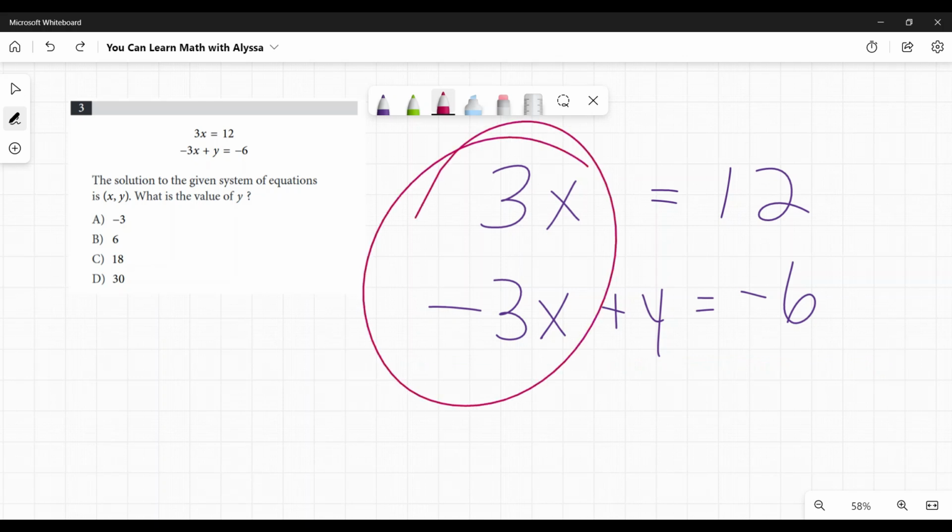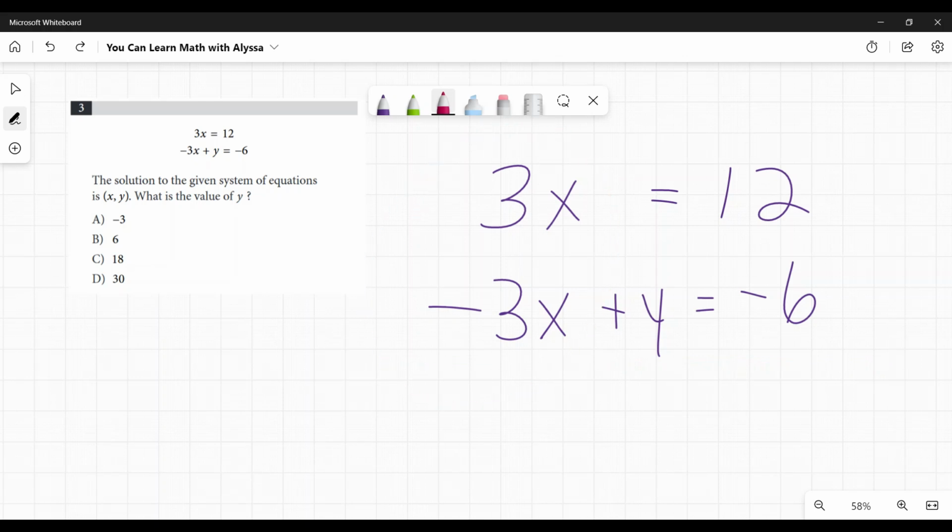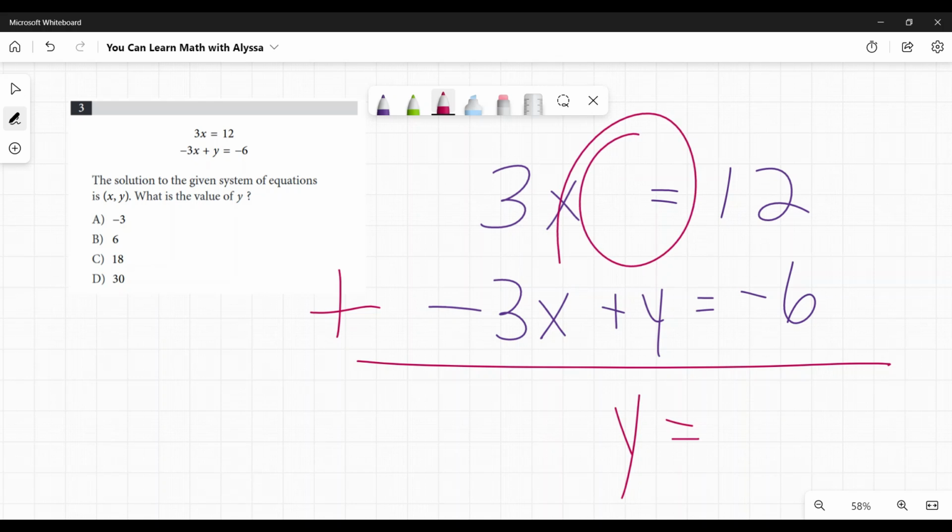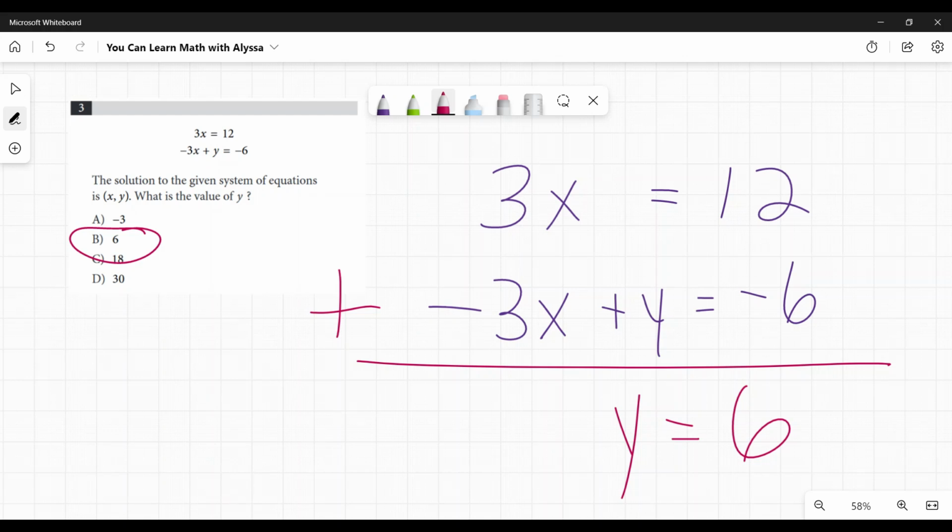Again, we have a 3x and a negative 3x. They're going to cancel out. So I'm definitely going to go with elimination. So if I add these equations together, 3x and negative 3x, whoop, they're gone. I just have that single y is left because there's nothing to add it to in that top equation. And then when I add these together, 12 plus a negative 6 is positive 6. That's it. There's my answer. Y is 6.